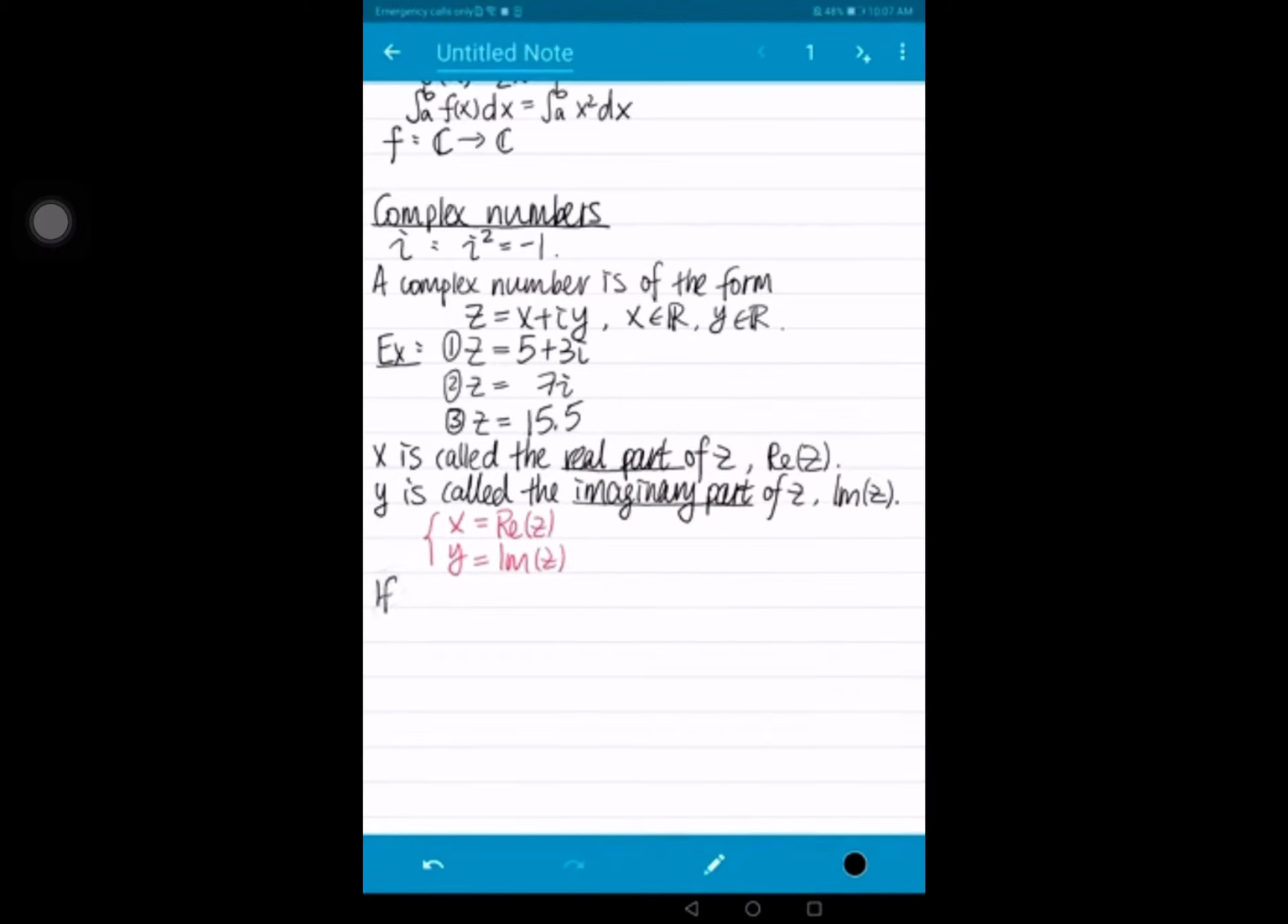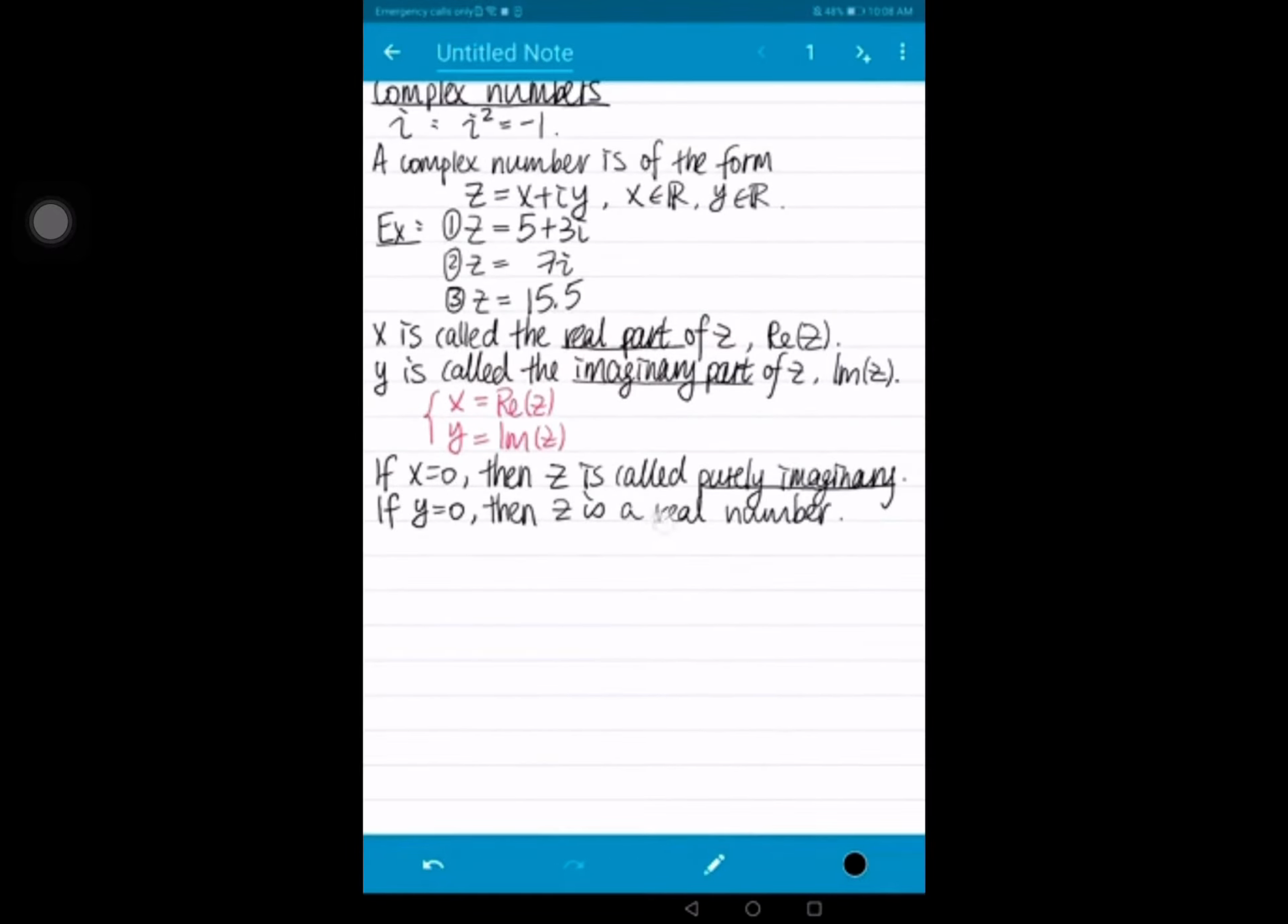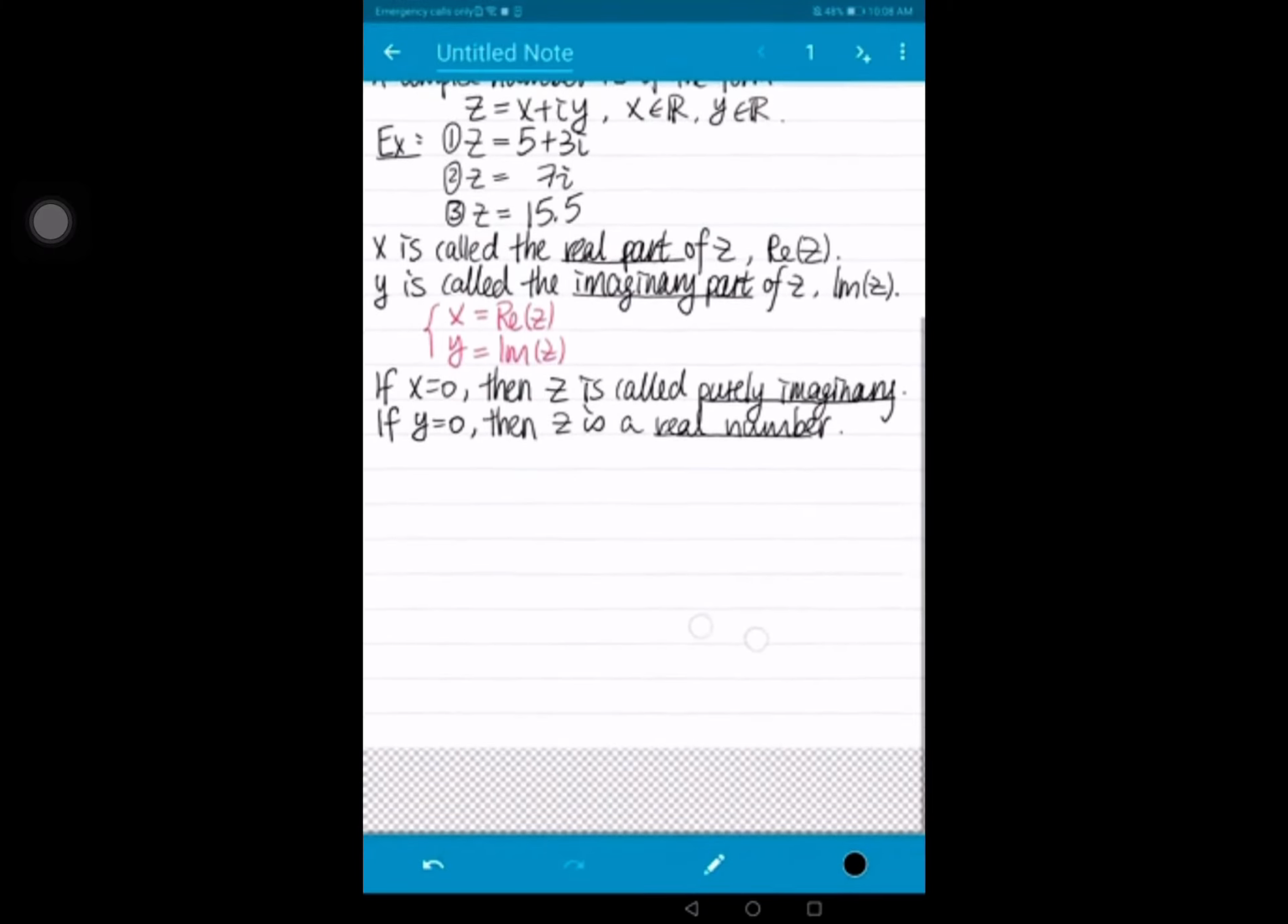And if x equals 0, then z only has the imaginary part. Then z is called purely imaginary. If y equals 0, that means the imaginary part of this complex number is 0, then this complex number is, in fact, a real number. So the real numbers are a special case of complex numbers. Okay, so this is just one complex number.